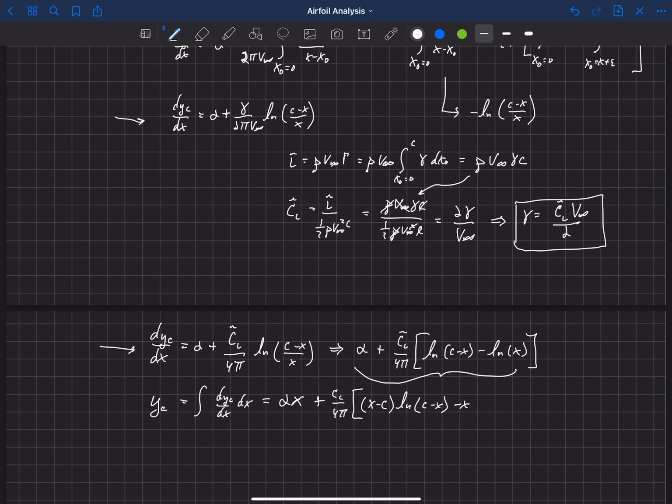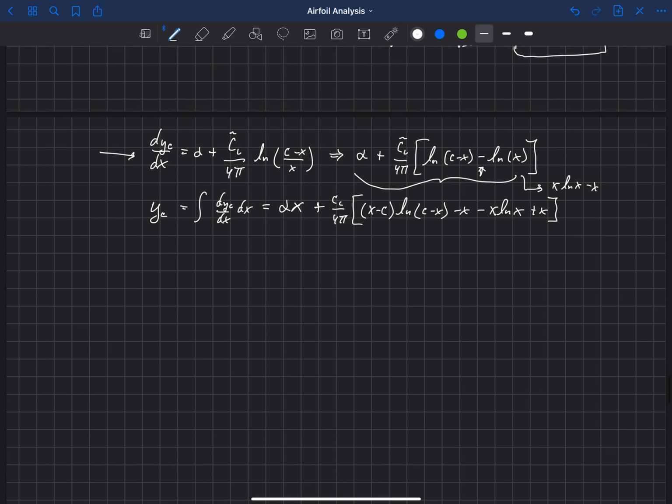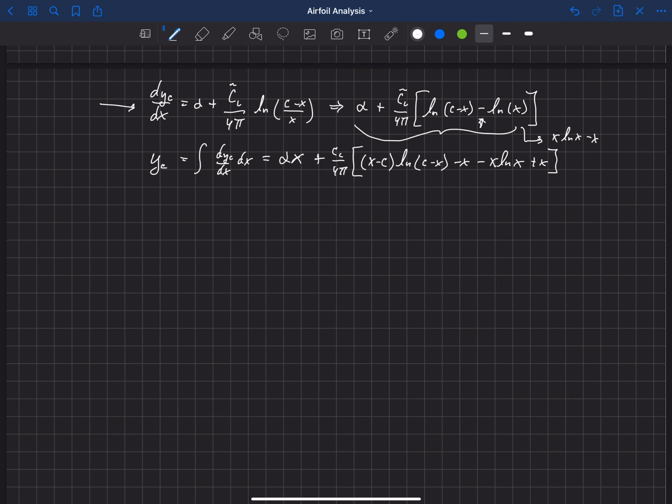There we go. And the integral of this guy here is x natural log of x minus x. And we've got a minus sign out in front of that, so I'm just going to flip the signs on those. We're going to have a minus x natural log of x plus x here. Okay, so the x's cancel, so we can get rid of those two x's. And we'll just clean this up here.